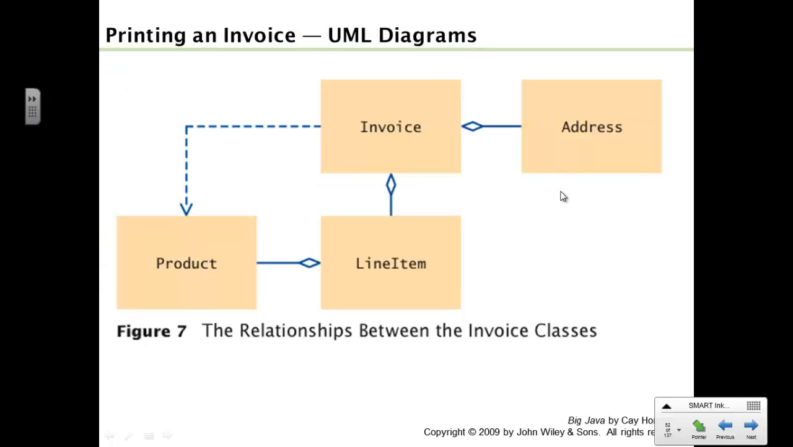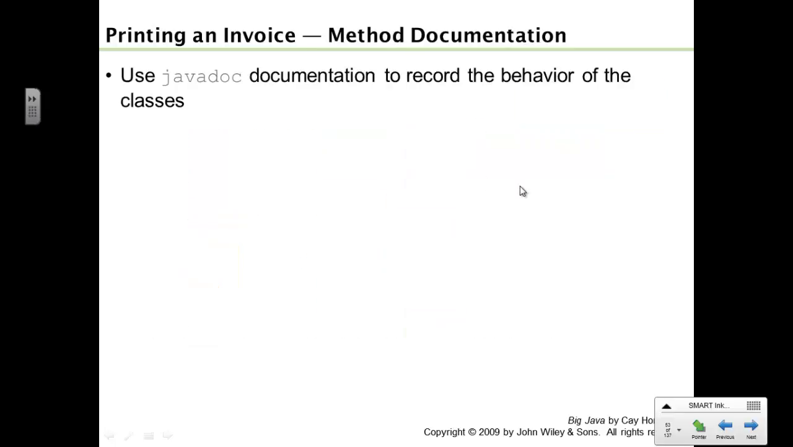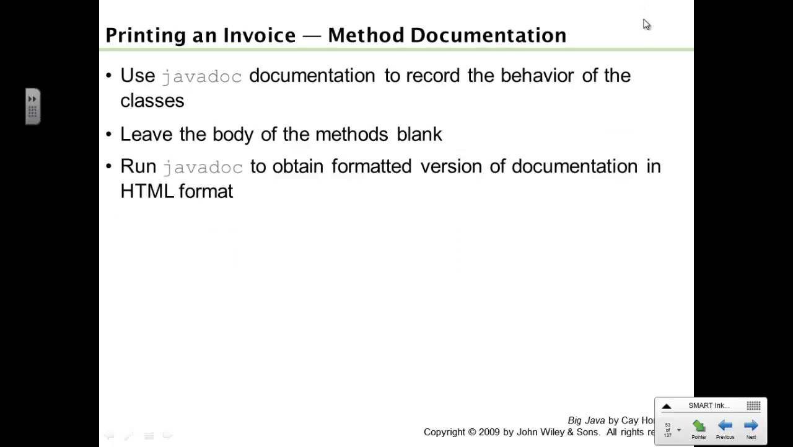So the UML diagram: I have invoice, which is dependent upon product, line item, and address. Use Javadoc to document this code. Leave the body blank, run Javadoc to obtain a formatted version, and then you can print it out.